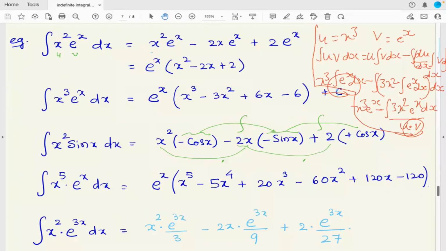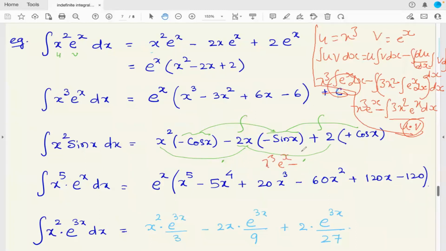Because here again, the function is one algebraic function and one exponential function, our assigned u, v will remain the same. So our assigned u and v values will be the same here. So we again apply the by parts rule. So it will be like x cube e to the power x.